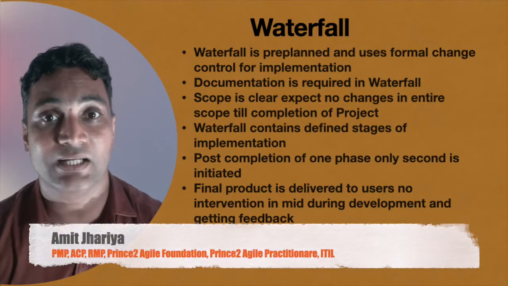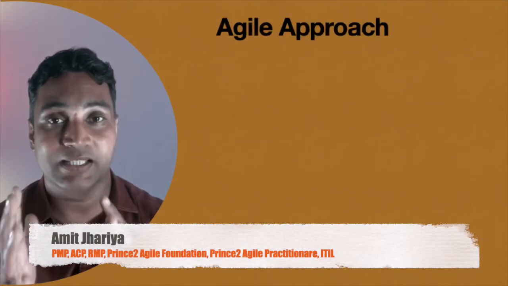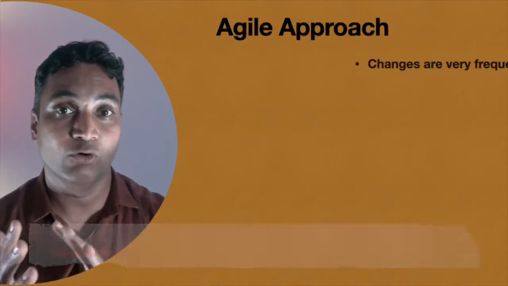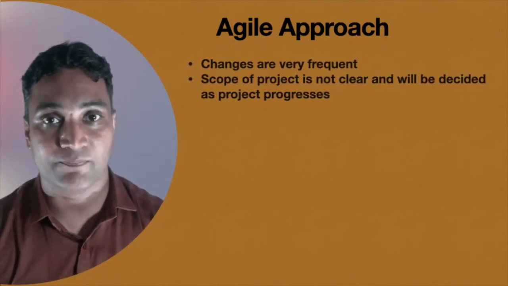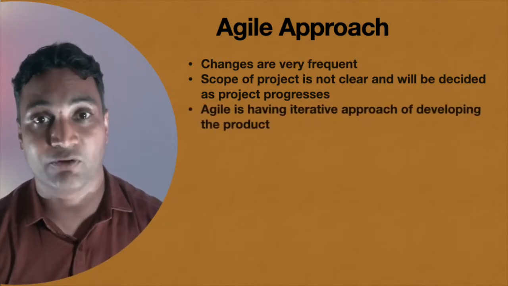But in the case of Agile, things are very different. In Agile, the changes are expected very frequently, and we know that the scope of the change is not clear as of now, and it will be changed very frequently. Business comes with requirements on a very frequent basis.